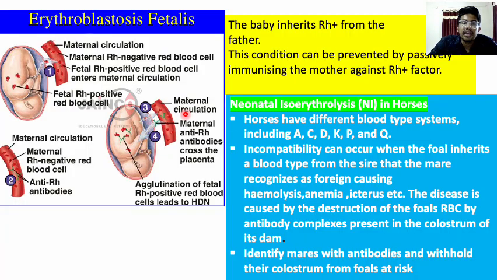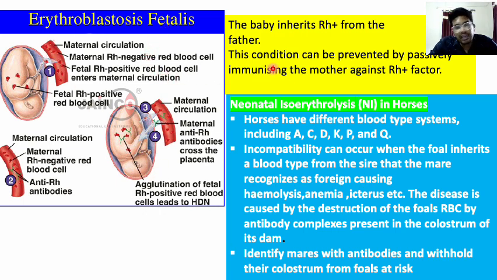Keeping this in mind, we can see a condition called erythroblastosis fetalis in human beings, and neonatal isoerythrolysis in horses. In erythroblastosis fetalis, the mother has Rh negative blood and the fetus has Rh positive blood, inherited from the father. The fetal blood enters the maternal circulation, and the mother's body senses this and produces antibodies against the Rh positive blood of the fetus. The maternal anti-Rh antibody crosses the placenta and enters the fetus, and the RBCs of the fetus undergo lysis because of agglutination. This is what is called erythroblastosis fetalis.